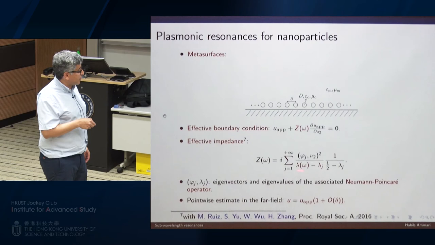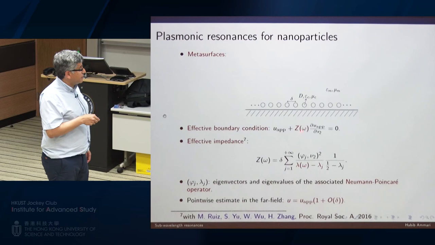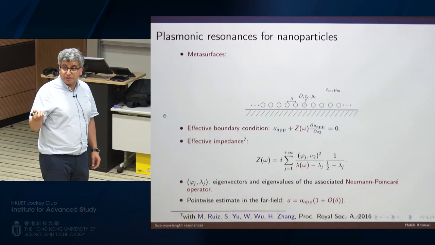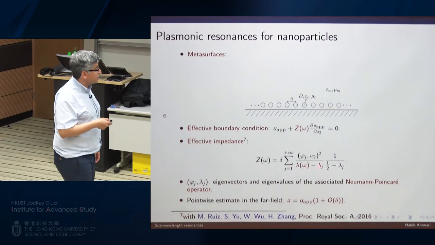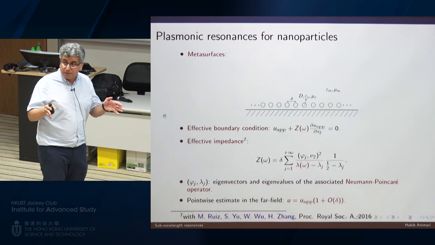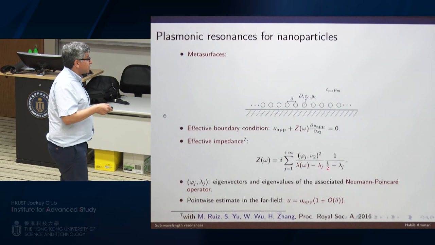If lambda of omega is touching one of these lambda j, this Z is very large, so you switch directly from Dirichlet boundary condition to Neumann boundary condition, which is great, at some frequencies. Now, if you want this effect to be broadband, it means that you want lambda j to be very dense. You need many of these lambda j in order to hit them. So how to do it?